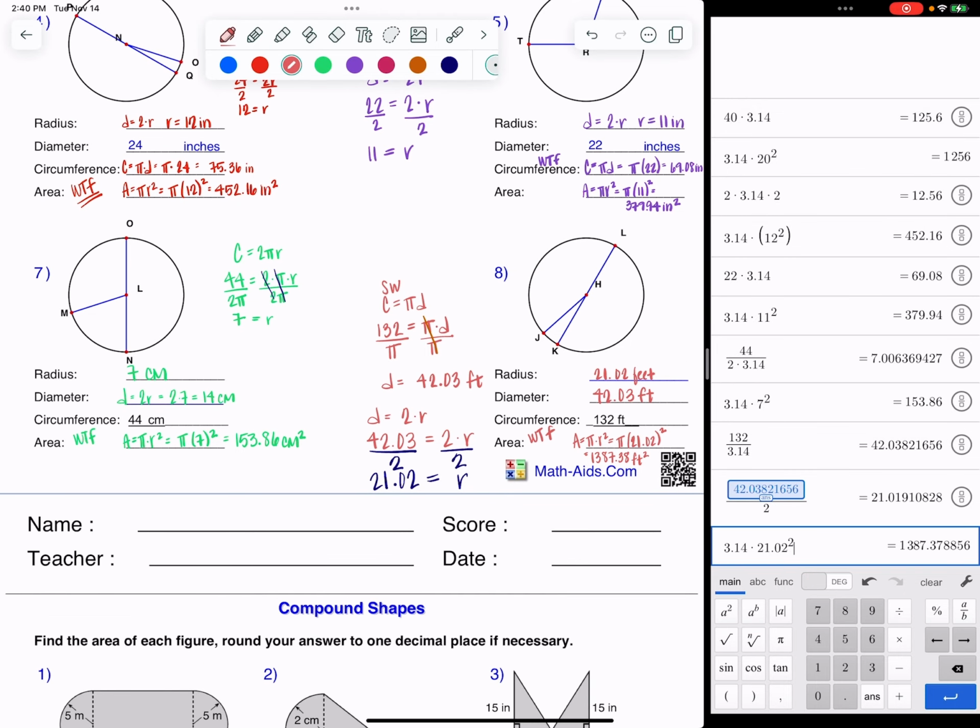That is the end for this section. In part 2, we will take a look at some compound shapes, or we are going to take the area and perimeter and circumference formulas for all of the shapes that we've talked about and combine them into compound shapes. It's going to be awesome.